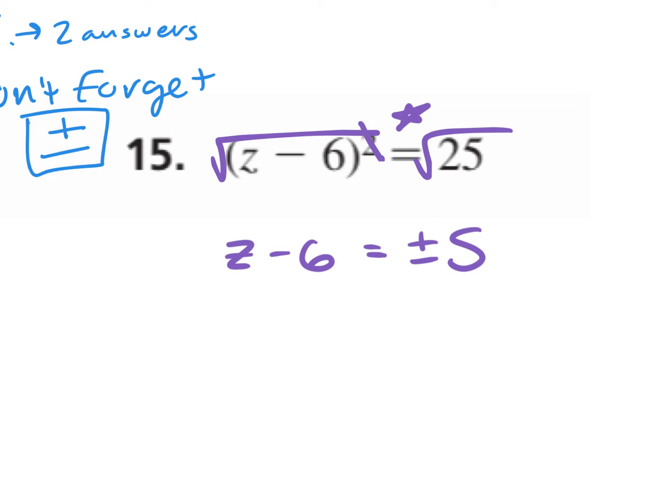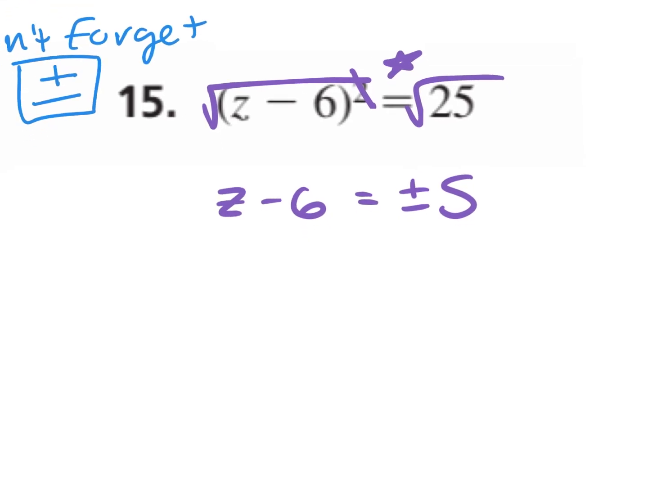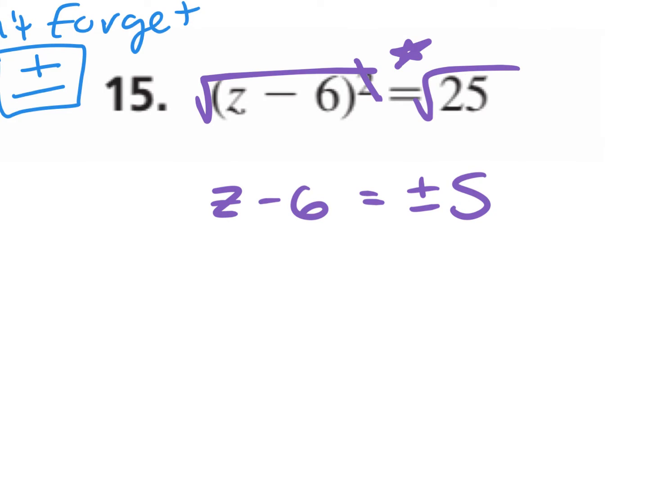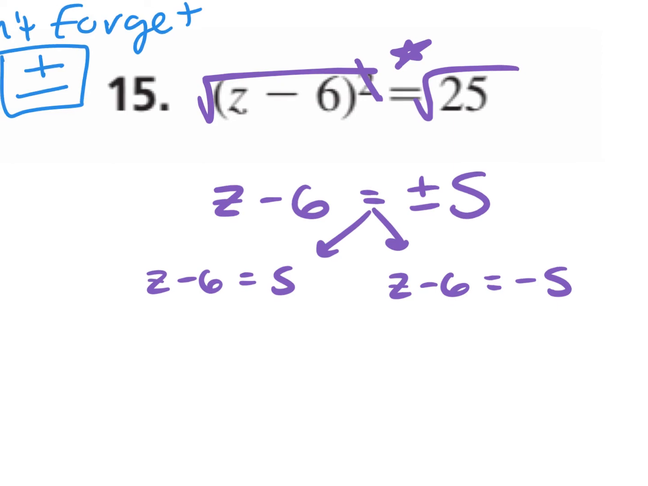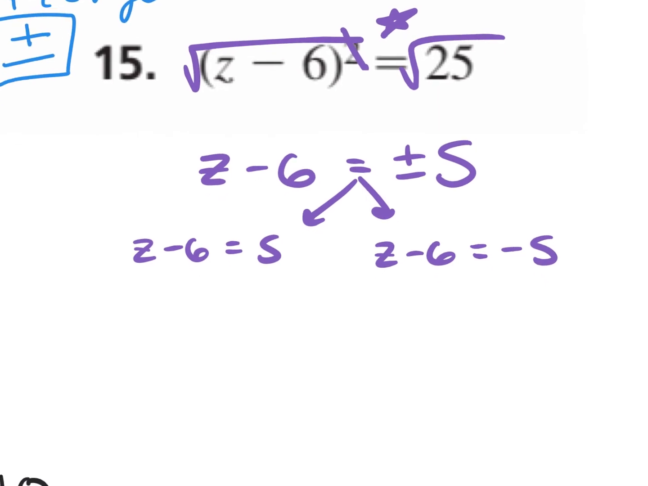Am I done yet? No, I need it to be z equals. I need to get it all by itself. So here, technically I have z minus 6 is equal to positive 5, and z minus 6 is equal to what? Negative 5. So when I have a plus or minus a whole number, I'm going to split it up into two equations and then just solve. So here I just have two little equations. I have one last step.